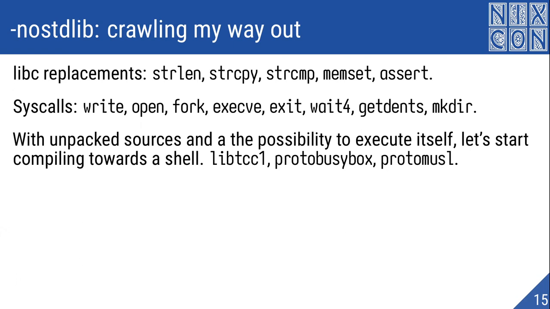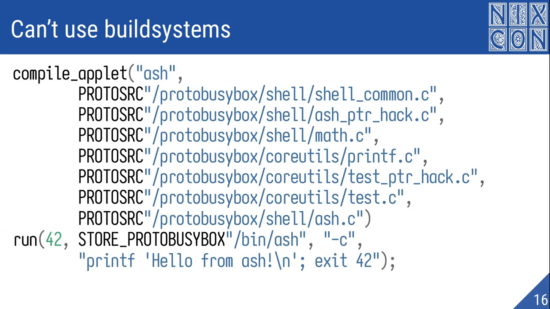Here's the truth. Here's the TinyCC binary. I haven't packed some sources there. I want to compile a libc and a shell. This didn't go smoothly at all. First of all, because to compile musl or BusyBox, you use configure, make, make install. I don't have make, I don't have shell. None of that works for me.